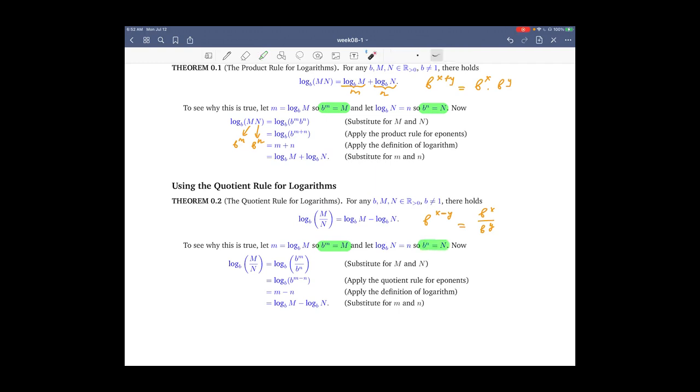Now if we write this quotient, M over N, that's b to the power m over b to the power n, and now we're using the well-known rule for exponential functions. The quotient b to the m over b to the n equals b to the power m minus n. The exponential function turns differences into quotients.